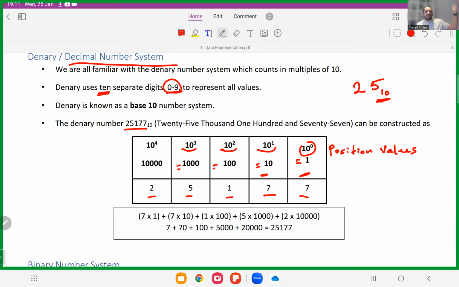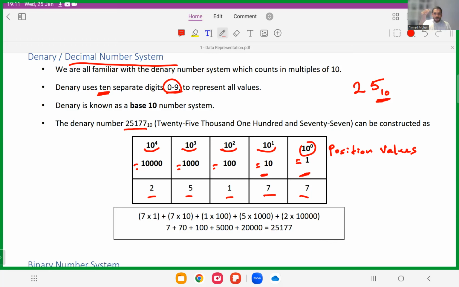Now let's move on to the fifth position, which is the final position for this number. That is 10 to the power of 4. The position value for the fifth position is 10 to the power of 4, which is equal to 10,000.